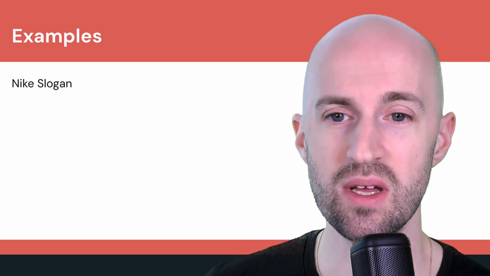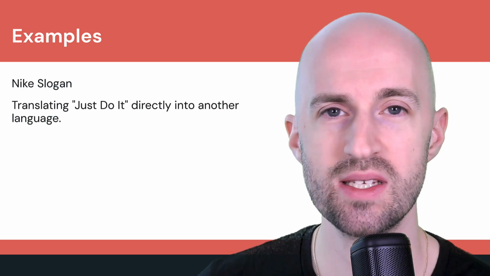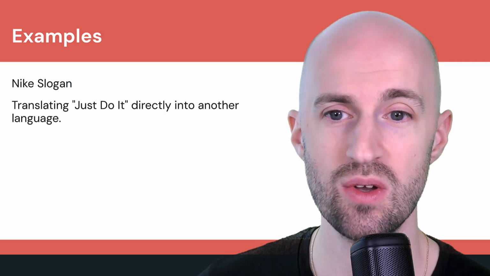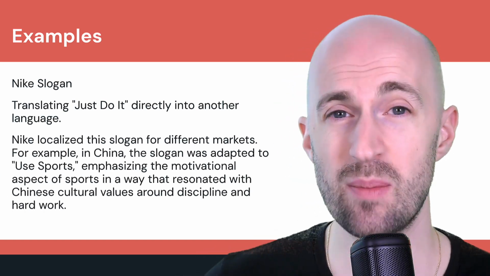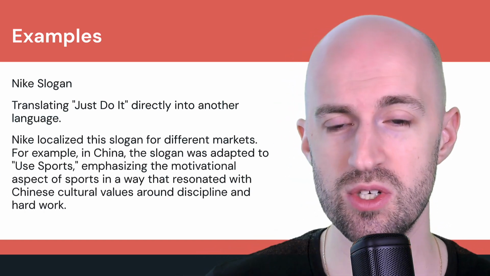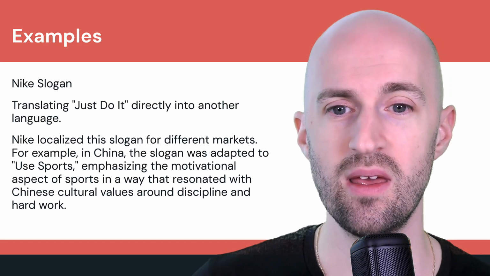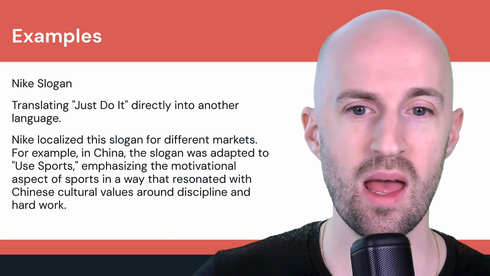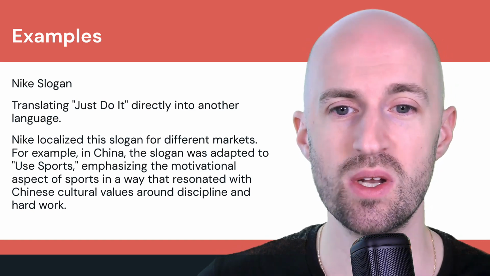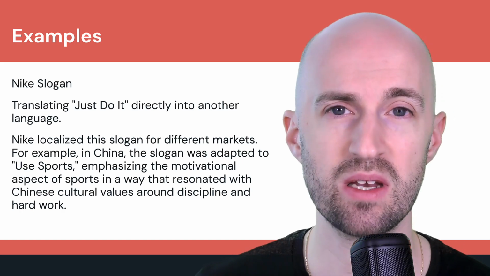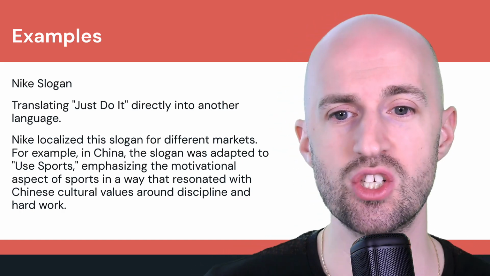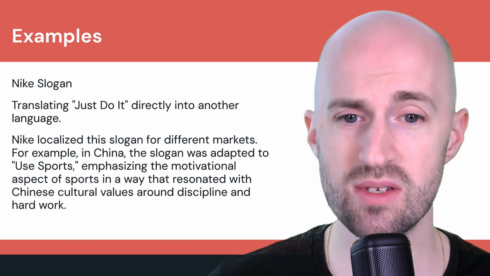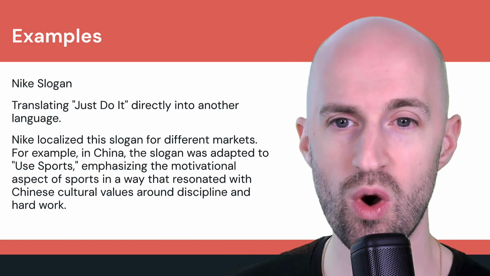The Nike slogan. So they translated their slogan, "Just do it," into another language. And in China, the slogan was adapted to use sports, which is quite different from "just do it." But this is because they want to emphasize the motivational aspect of sports in a way that resonated with the Chinese cultural values around discipline and hard work.